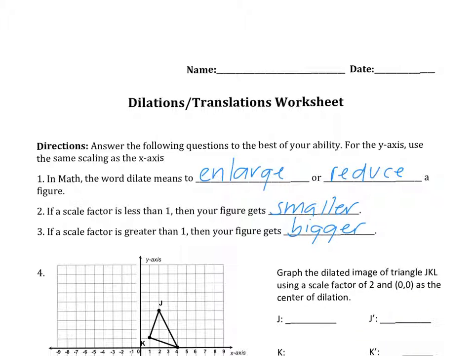We should know that a dilation means to make something bigger or smaller. If a scale factor is less than 1, the figure gets smaller, and if it's greater than 1, then it gets bigger. So once again, we are going to go over number 4. This is the question I'm going to go over with you. Please make sure you are following along, taking some notes, and this is what you will need to do for the other questions on this worksheet.